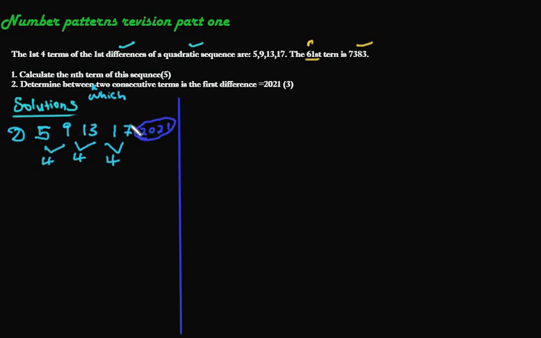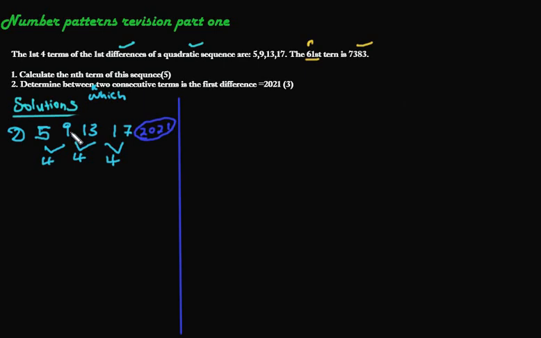Meaning, if we can find the position of the term 2021, we can know between which terms of the quadratic sequence 2021 is found. If we can know the position of 2021 in the first differences, that means we need to calculate the general formula of the first differences. For the first differences, the general formula will definitely be linear, because there is a constant difference.